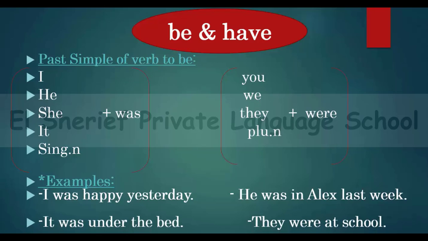It was under the bed. They were at school. They is followed by were. So we said they were at school. Again, I was, he was, she was, it was, you were, we were, they were.